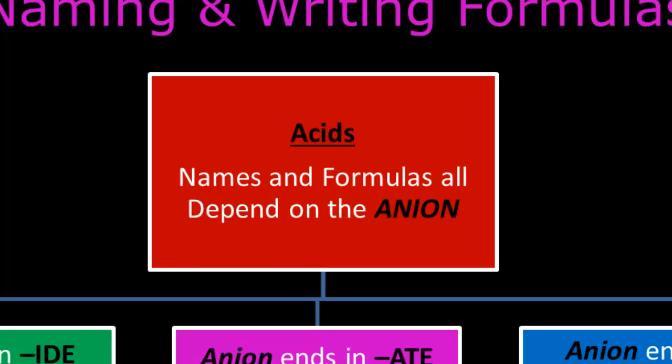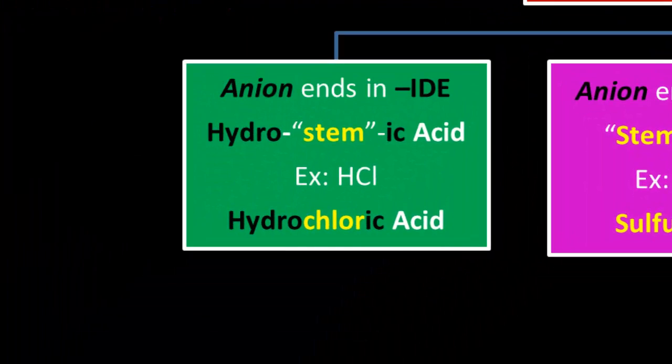Now remember, the anion is everything that's after the H, because in first year chemistry we are only going to deal with acids that begin with the letter H or the atom hydrogen. So let's take some examples.